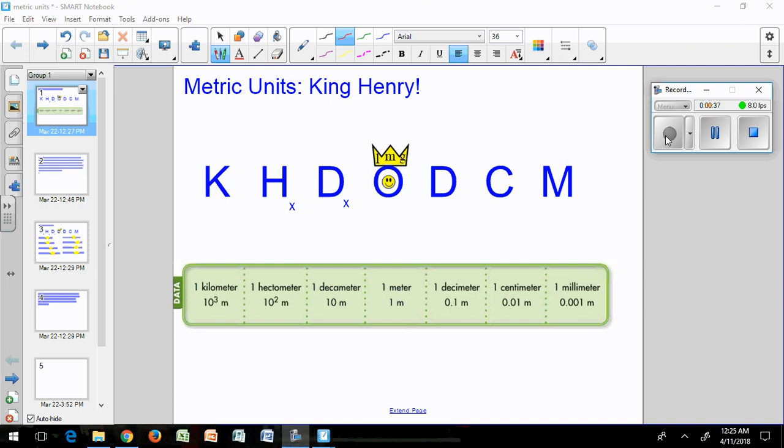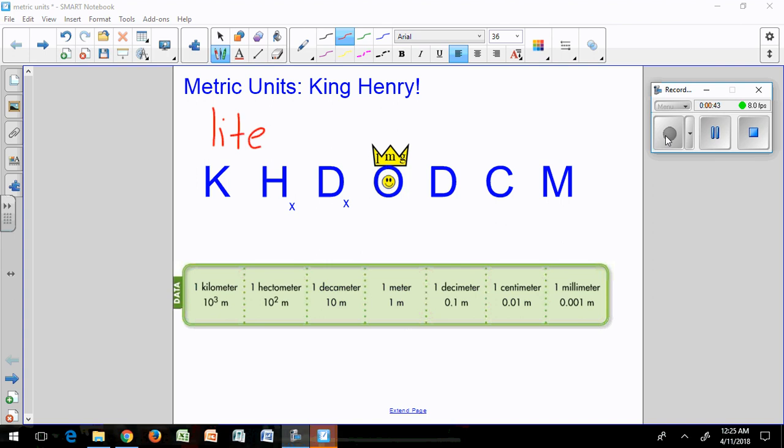Although we have different units, we have liters for capacity, we have grams for weight, and we have meters for distance. It's all the same conversions, and that's what's so great about metric units. So all of our units are going to end in either liters, grams, or meters. Today we're going to be sticking with meters. But they're all going to follow this pattern, and we call it King Henry.